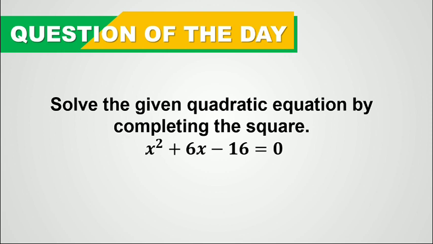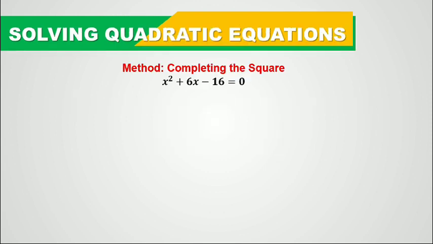So basically, these are the steps that you need to undertake when solving a quadratic equation using the given method. Completing the square, let's copy the given first. So we have here x squared plus 6x minus 16 equals 0. After copying the given, all we just need to do is to separate the constant from the left side of the equation to the right side of the equation.